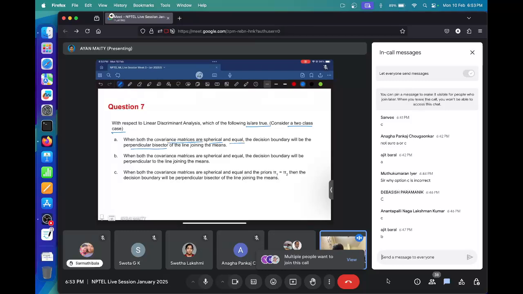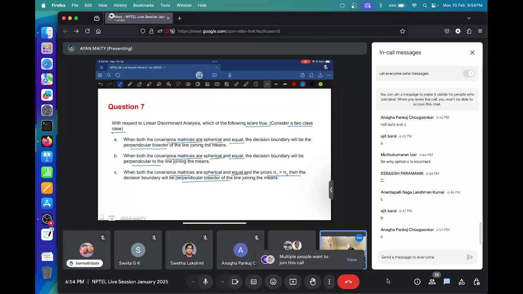Option B says when both the covariance matrices are spherical and equal, the decision boundary will be perpendicular to the line joining the means. Option C says that when both the covariance matrices are spherical, equal, and the priors are also equal, pi 1 equals pi 2, then the decision boundary will be the perpendicular bisector of the line joining the means. Multiple options may be correct in this question.